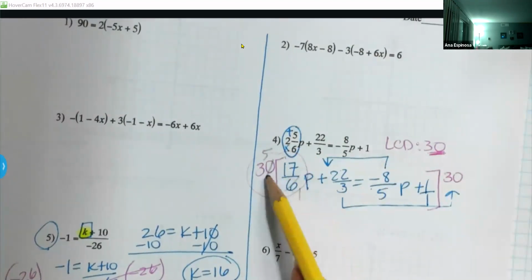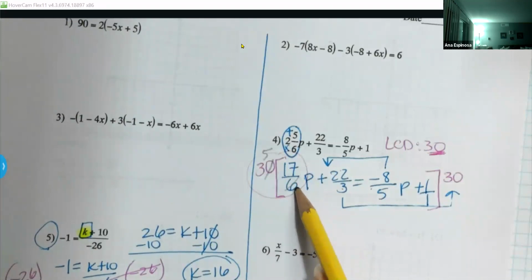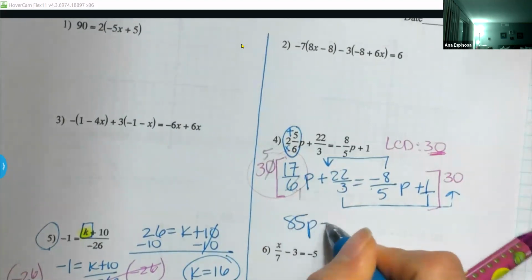So 6 goes into 30 5 times. I then multiply that 5 left over because now I don't have a denominator anymore. And I just multiply by 17. So that gives me 85, and I bring down the P.